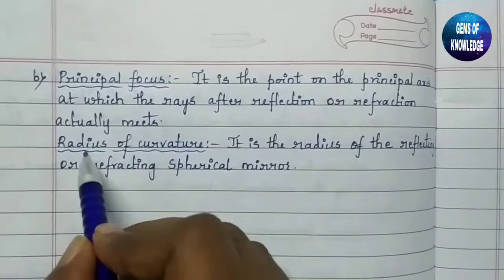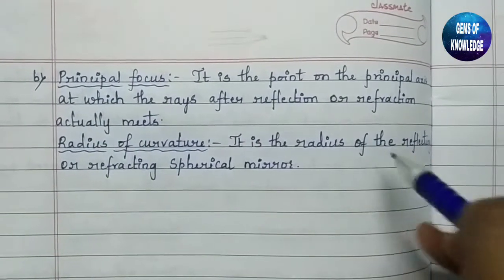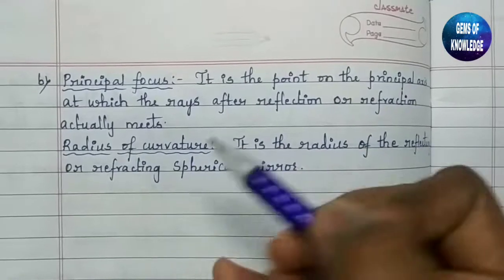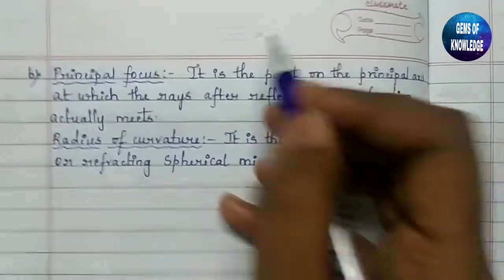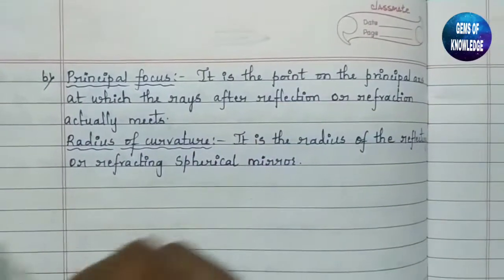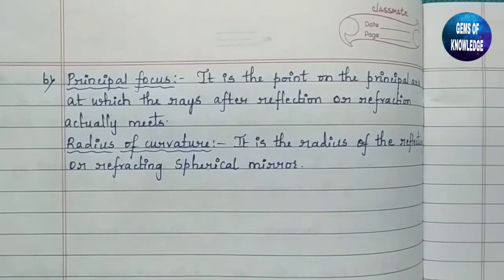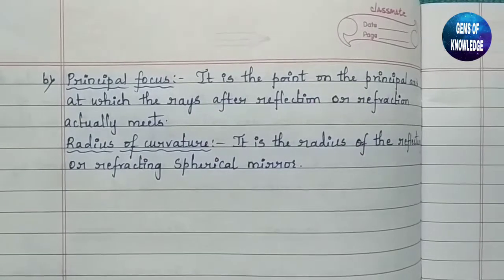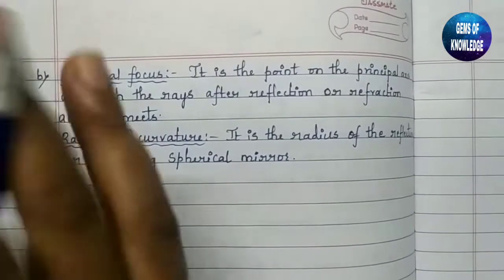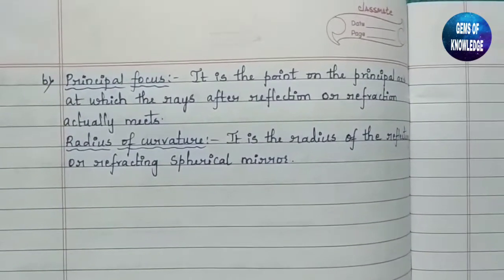Similarly, the radius of curvature is the radius of the reflecting or refracting spherical mirror. Whatever radius you are writing, that is nothing but the radius of curvature. The radius of curvature means the radius of your complete spherical mirror.